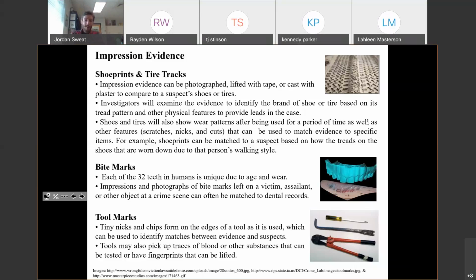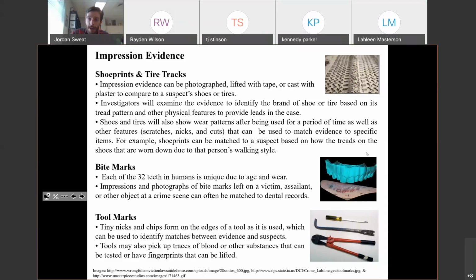Yep. Okay. So, last thing about impressions, okay, tool marks. They also have very unique shapes. Think about it. The longer you use a tool, the more wear and tear it gets. So that tool eventually becomes very unique in its own way. So the same thing, those little nicks and chips and the edges of that tool can be used to match suspect to crime scene, suspect to victim, vice versa. And obviously, tools can also pick up traces of blood and other types of DNA evidence.